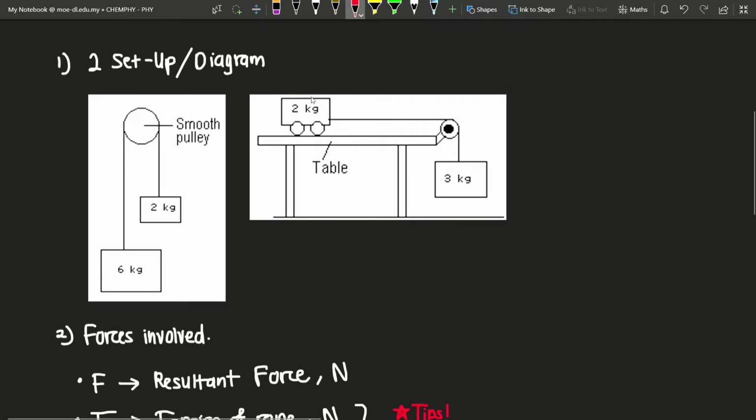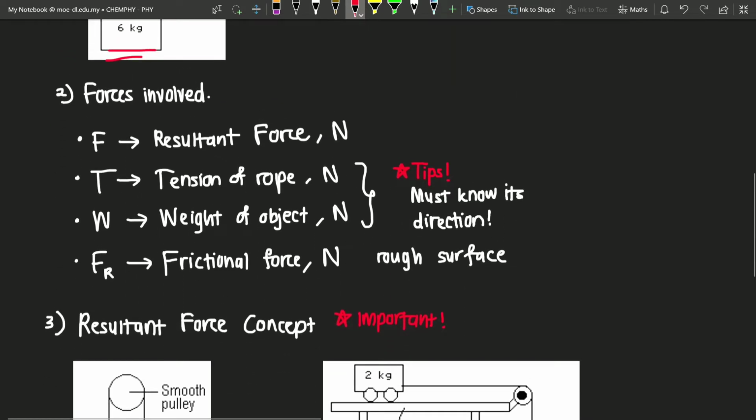Two setup ataupun diagram gambar rajah yang melibatkan sistem takal. So kalau tengok kat sini, first picture kita ada satu sistem takal tapi dia tak ada measure. Tapi kalau gambar rajah kedua, kita ada sistem takal juga tapi kita ada measure. So inilah dua gambar rajah or the two setups yang melibatkan sistem takal. Satu tak ada measure, it's like hanging in the air. Dia macam tergantung dekat udara. Tapi gambar rajah kedua kita ada measure. So ada objek yang duduk atas meja, ada objek yang hanging in the air. Tapi kalau gambar rajah pertama, both objects are hanging in the air. Okay, tu dah selesai.